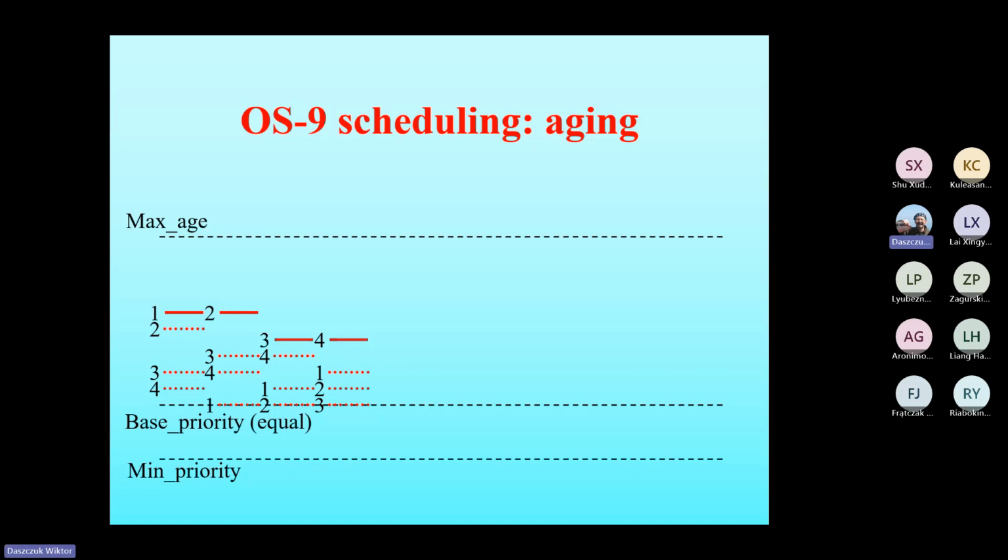If we observe a set of processes, now it's simplified because all processes have equal base priority. Next week, I will show you what happens if they have different base priorities.